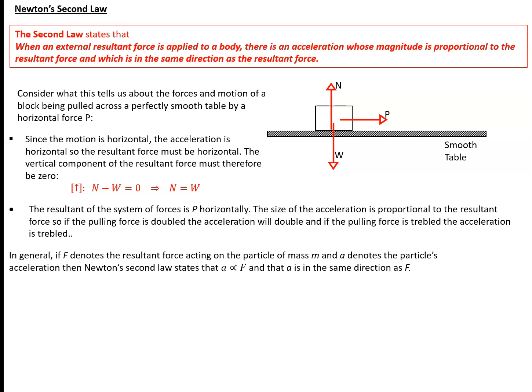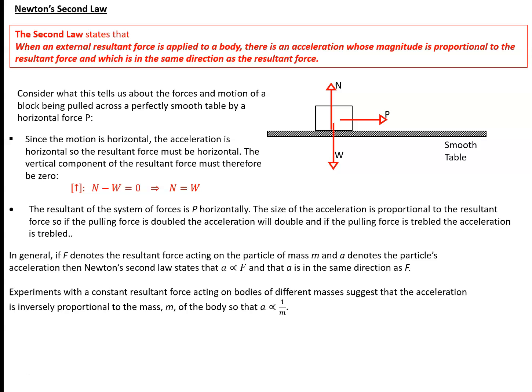Experiments with a constant resultant force acting on bodies of different masses suggest that the acceleration obtained is inversely proportional to the mass m of the body, so that the acceleration is proportional to 1 over m. Putting these two statements together gives us that the acceleration is proportional to F divided by m, or if we like, F divided by m is equal to k times a, where k is a constant of proportionality.